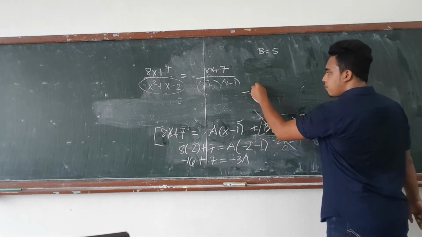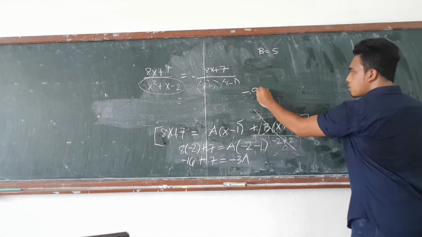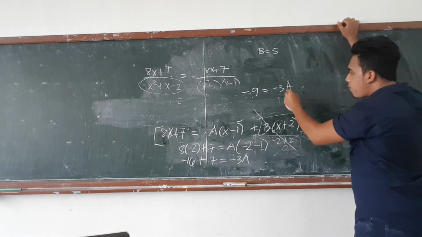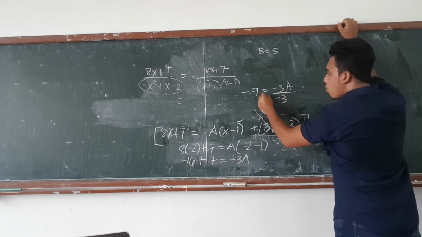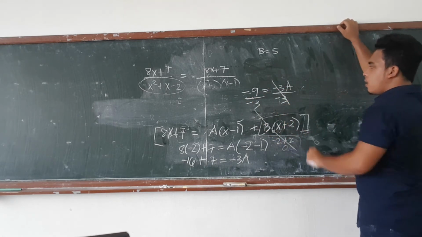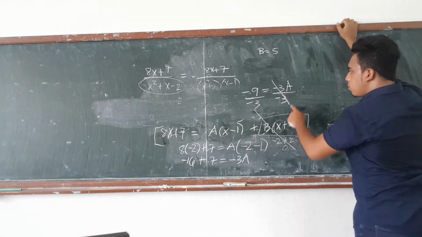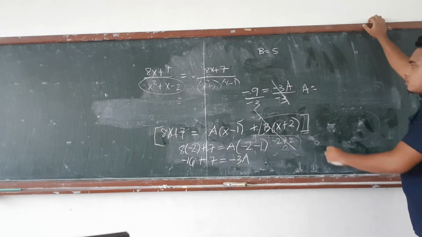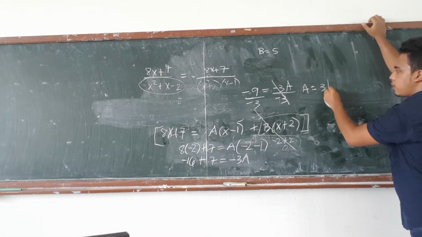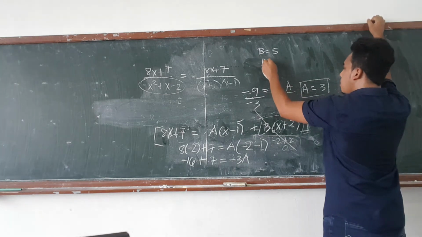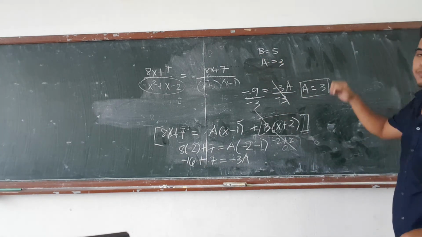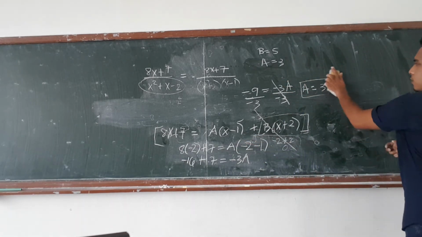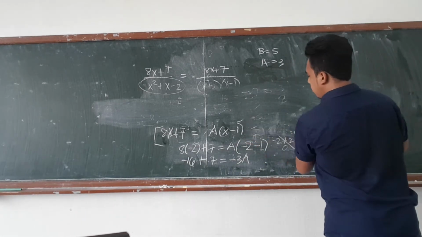So, negative 16 plus 7, that is negative 9 equals negative 3a. To find the value of a, we divide both sides by negative 3. And that is a equals negative 9 over negative 3, which is equal to positive 3. So the value of a is equal to positive 3. Okay? Going back to the first equation.